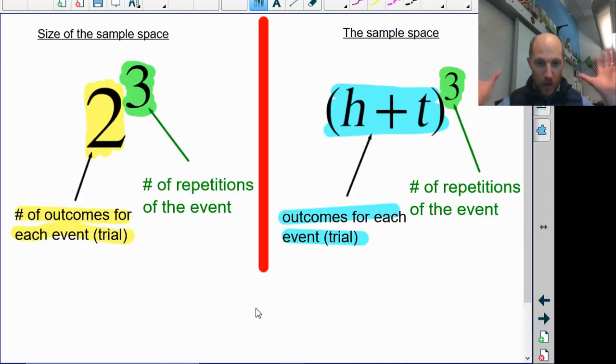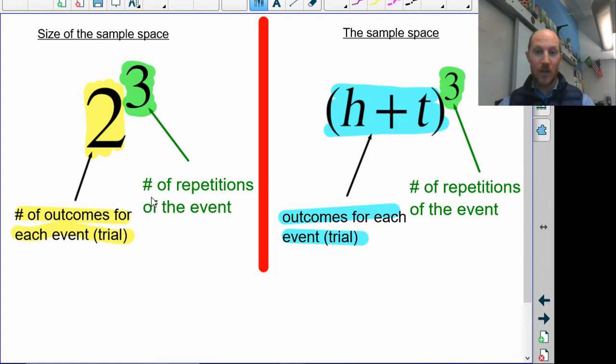Right. So here's what we need to write into our notes for today. On the left-hand side, we saw that yesterday. To determine the size of a sample space, we can use a base and an exponent to calculate the size of the sample space for a repeated event. So the base number is the number of outcomes for each individual trial. So if it's a coin flip, 2 sides, base is 2. The exponent is how many times you repeat that trial or repeat the event. So 3 coin flips, the exponent will be 3. That will tell us the size of the sample space, just the number of outcomes.